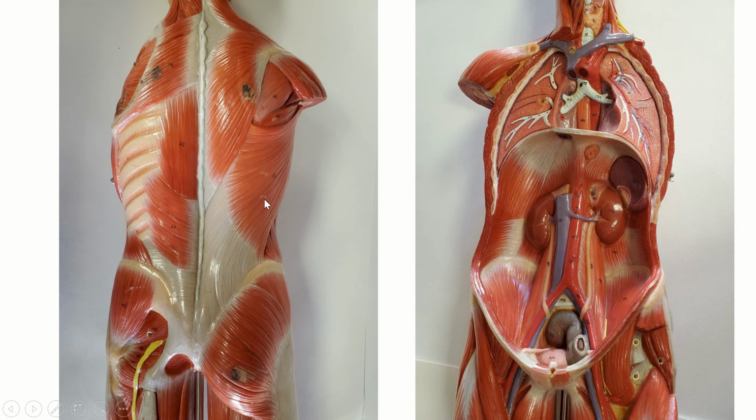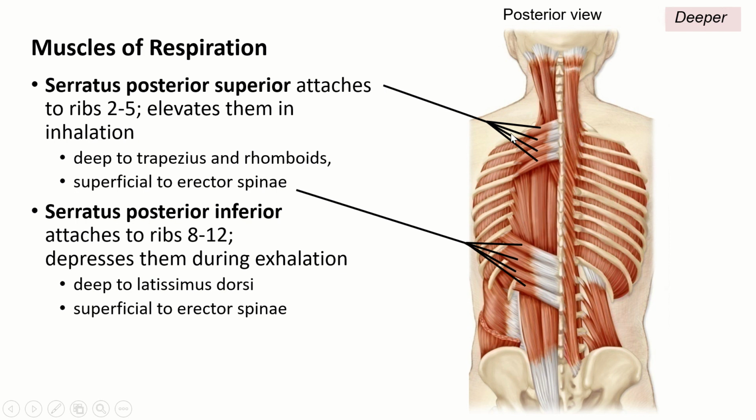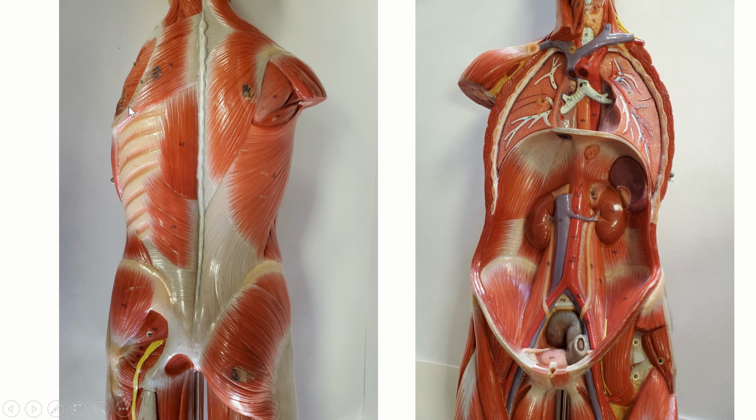All right, so on our model again, here is the serratus. No, it's not. I keep doing this wrong. Hang on, let me go back to here. All right, this is the serratus posterior superior. It sits deep to the rhomboids. These are the rhomboids.